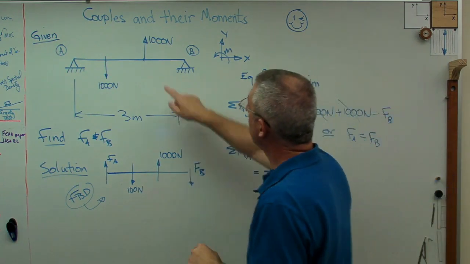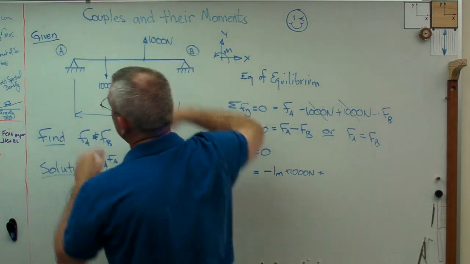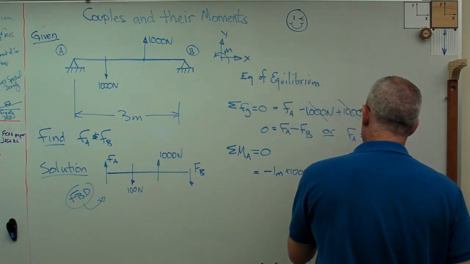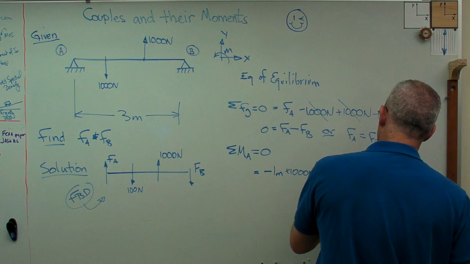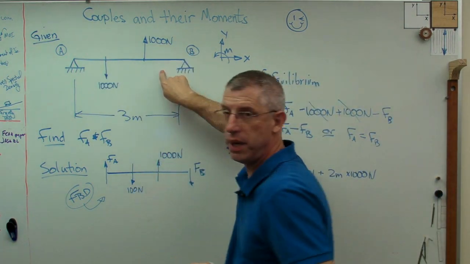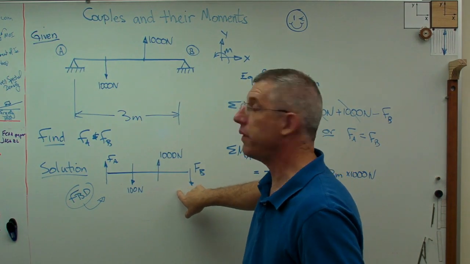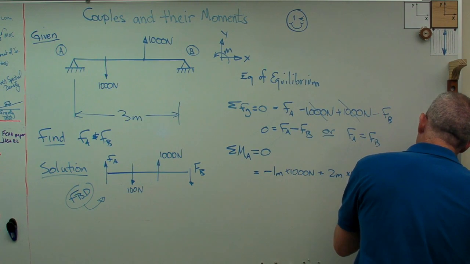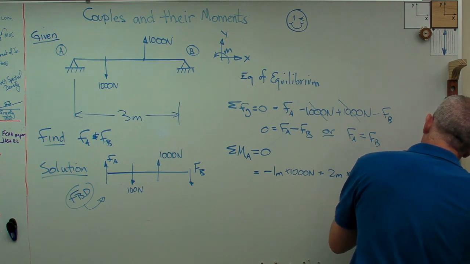This is going to try to rotate counterclockwise around point A, so that's going to be a positive moment. So that's going to be 2 meters times 1,000 newtons. And I've got 3 meters out to B. Well, let's see, I assume B is down. That'll give me a negative moment. So minus 3 meters times FB.